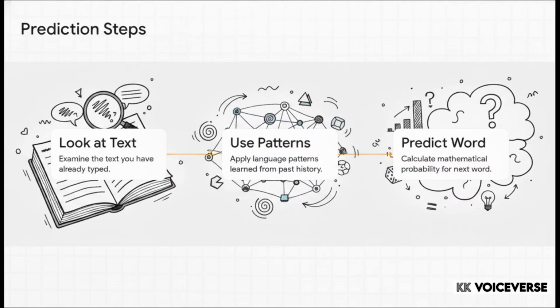The absolute crucial point here is that your keyboard doesn't actually know where you're going. It has zero awareness of your actual physical destination. Instead, it's just following 3 simple steps. 1. It looks at the text you've already typed. 2. It uses patterns it's learned from your past typing history. And 3. It predicts the most mathematically likely next word based on that current context. It's literally just playing a very fast game of pattern recognition and prediction.